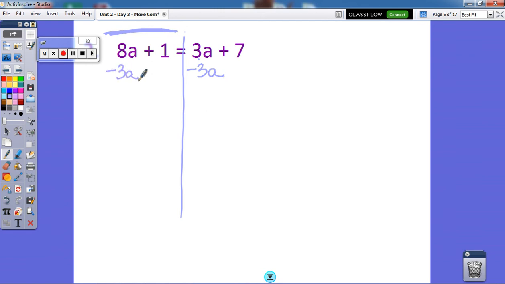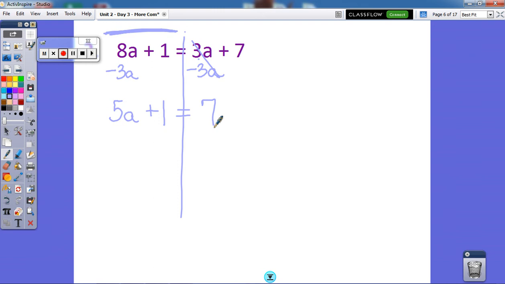But whatever I do to that left-hand side, I have to do to the right-hand side. Now, notice I lined it up under my 8a because those are like terms. So if I do the math here, 8a minus 3a. They're like terms, I can combine them. 8 minus 3, that gets me a 5a. I had a plus 1, so I have to bring it down. Equal sign drops straight down. Guys, what's 3a minus 3a? Well, it's 0. It's gone. So the only thing on the right-hand side is the 7.